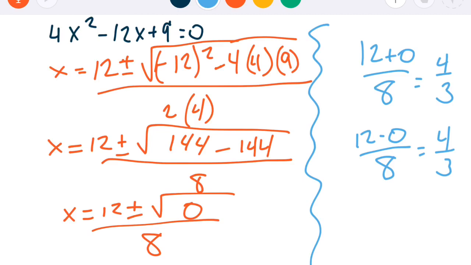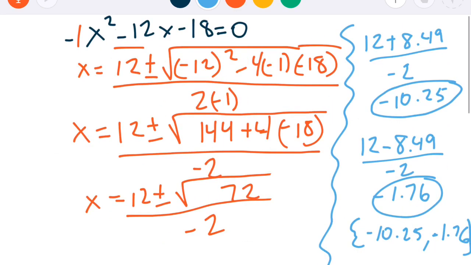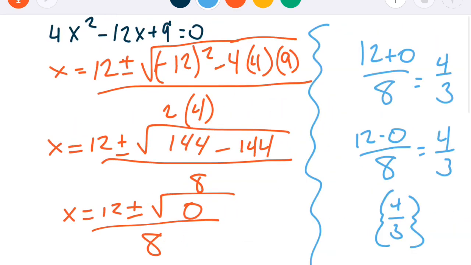So as we saw earlier, right, if it's the same answer, that means we have 1 solution. So the answer is 4 over 3. So we have 2 solutions, no solution, or 1 solution. Those are our 3 types of answers.